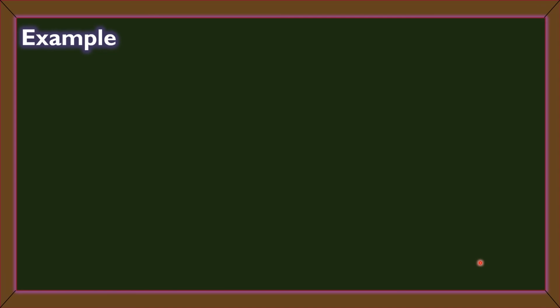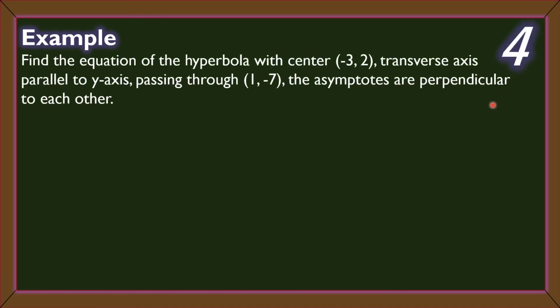Let us have example number 4. Find the equation of the hyperbola with center (-3, 2), transverse axis parallel to the y-axis, passing through the point (1, -7), and the asymptotes are perpendicular to each other. Here is our suggested solution.